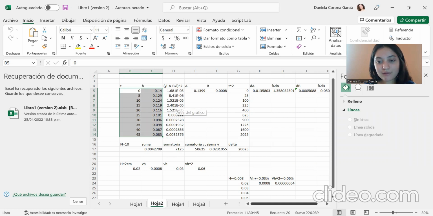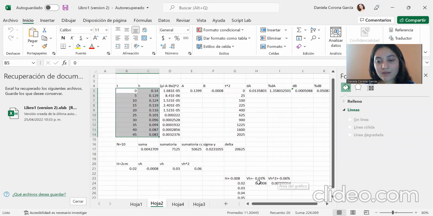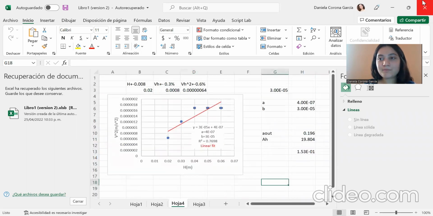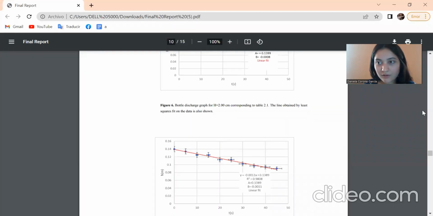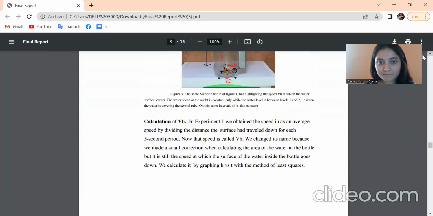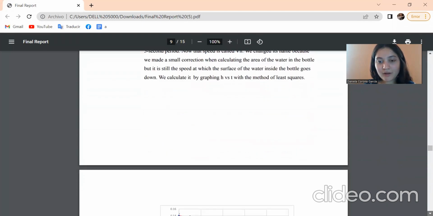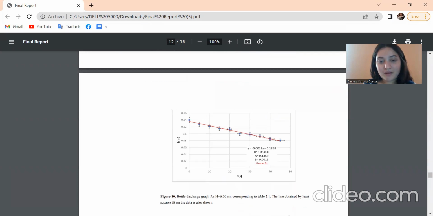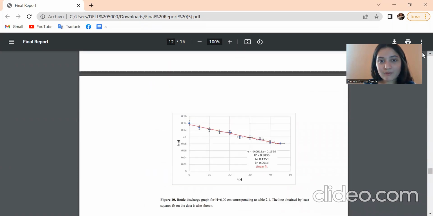So we did everything from here, and you can see that the error is 0.06. You can see it here, the VH error. This is a percent error that we acquire, and then we use the linear fit. We did all the graphs in Excel due to the fact that Venus wasn't available for my computer's capacity. So you can see here everything that I mentioned before.